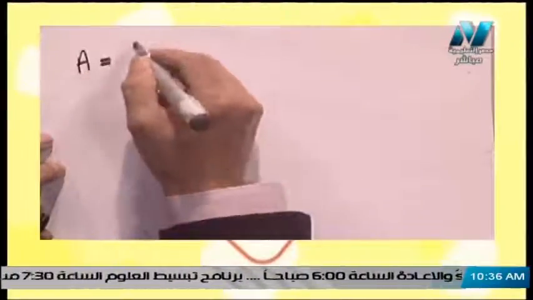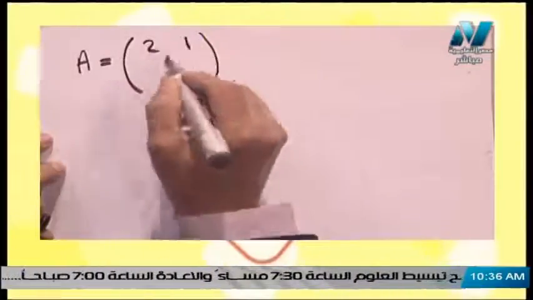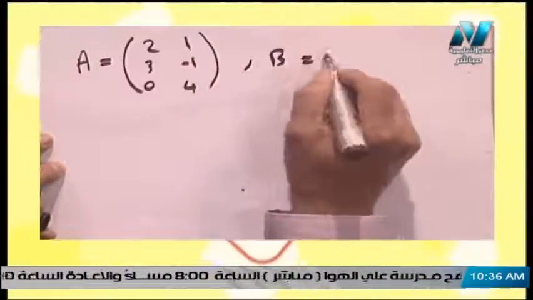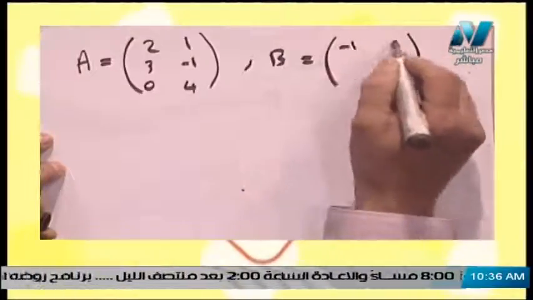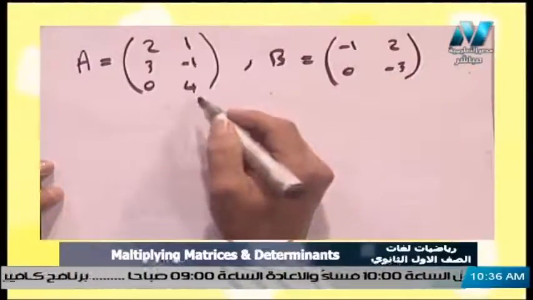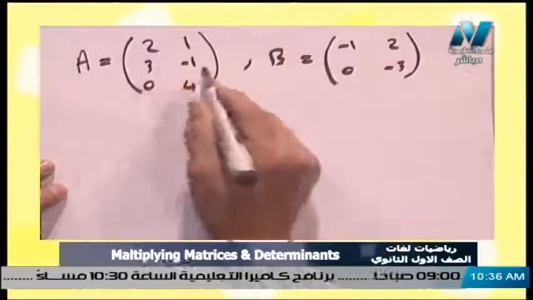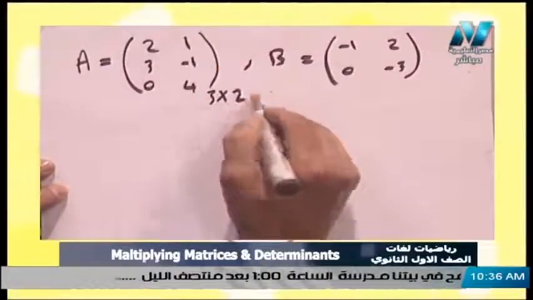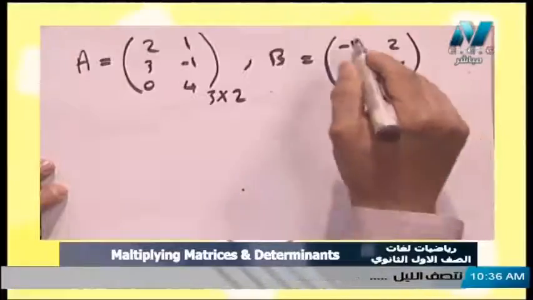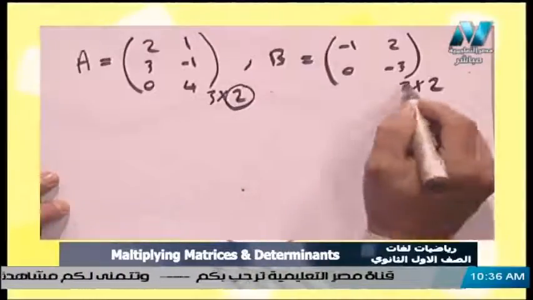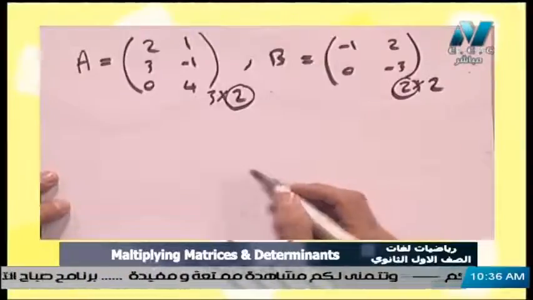In this example, if we have A with the numbers 2 and 1, 3 and negative 1, 0 and 4, and B equals negative 1, 2, 0 and negative 3. Ask myself, what's the order of these matrices? The first is 3 rows by 2 columns. This one is 2 rows by 2 columns, and the number of columns here equals the number of rows, so it's possible to multiply A by B.